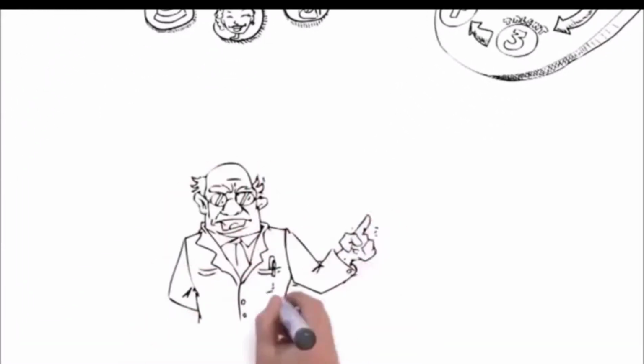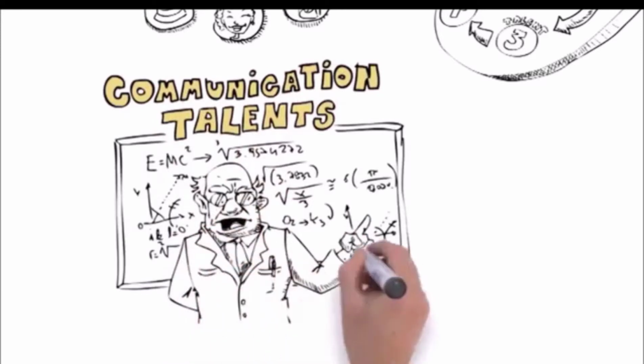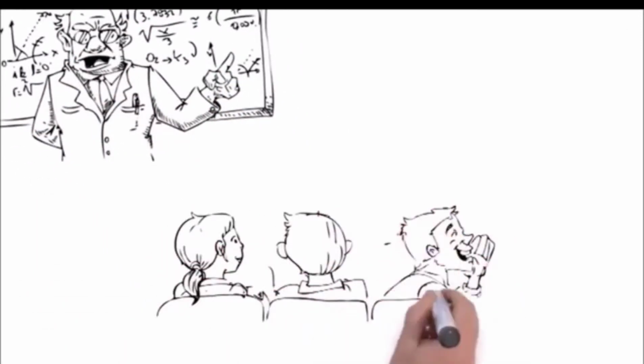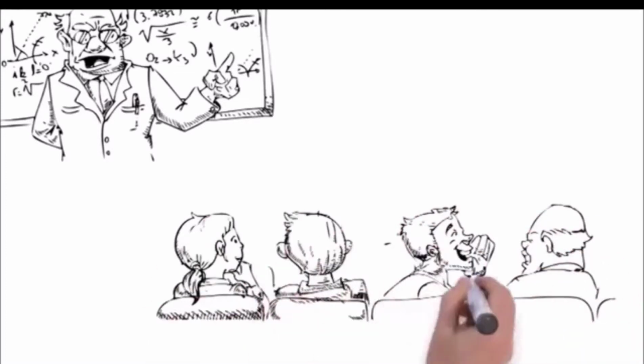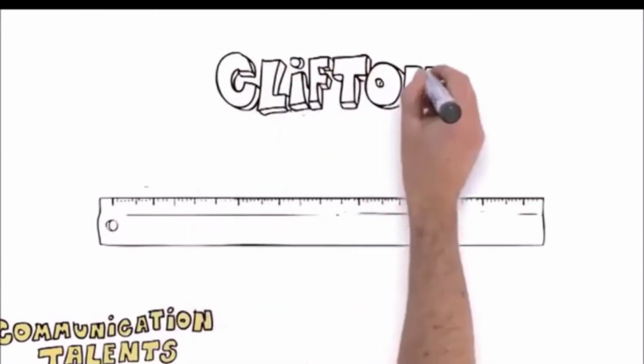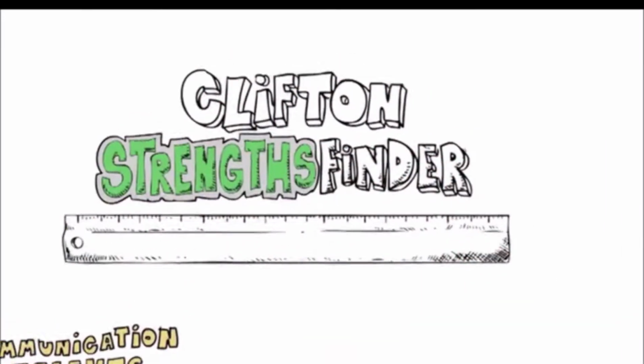Some talents, like a natural tendency to share thoughts, to create engaging stories, and to find the perfect word, relate directly to communication. That's what they have in common, their theme. So, to begin thinking and talking about them, we can call them communication talents. The Clifton Strengths Finder measures the presence of talent in 34 general areas or themes.